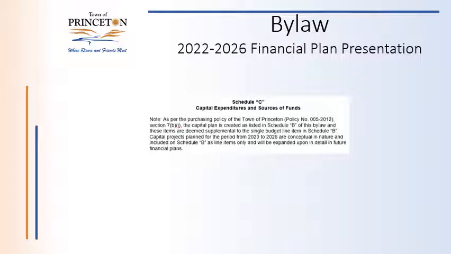We start off with a note in the capital expenditures. This basically says that our capital budget is a line item that's in the Schedule B. So we plan on spending $32 million in capital projects.